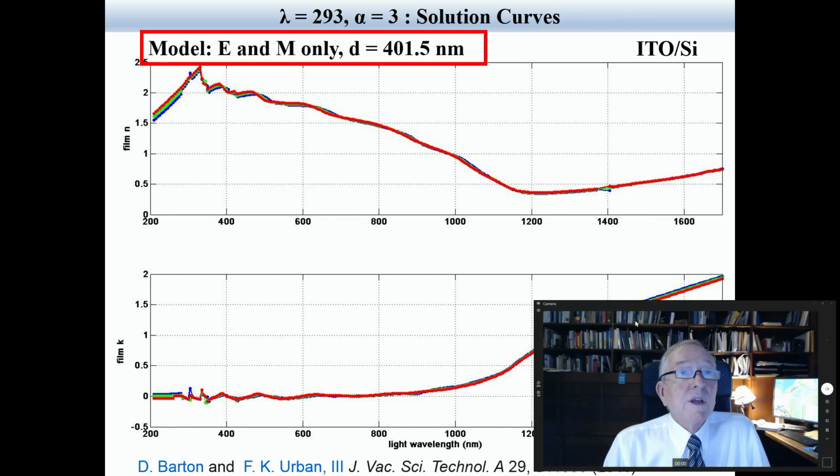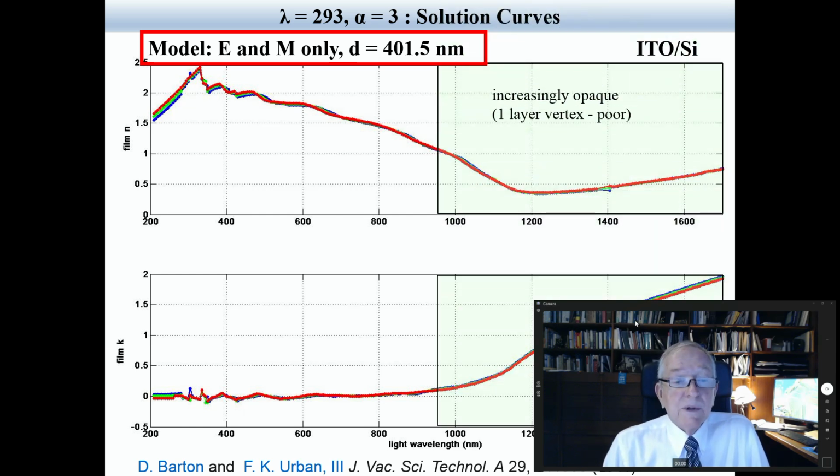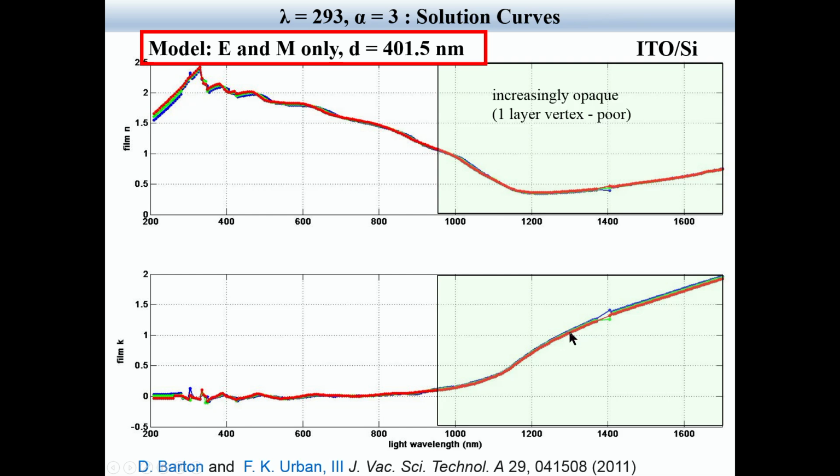So what have we got? This is based on a 401.5 nanometer thickness, determined in the 1,000, close to 1,000. So if you take a look at this part of the spectrum, you can see that k here is 0, and k is getting greater and greater and getting rather significant, 1.5. This is pretty heavily absorbing.